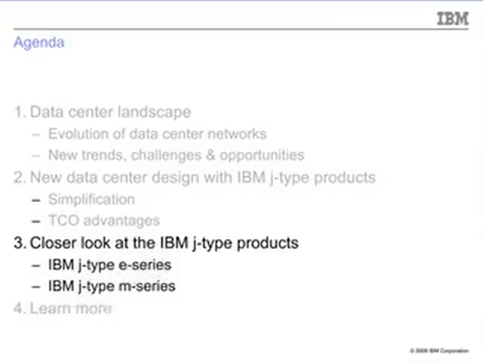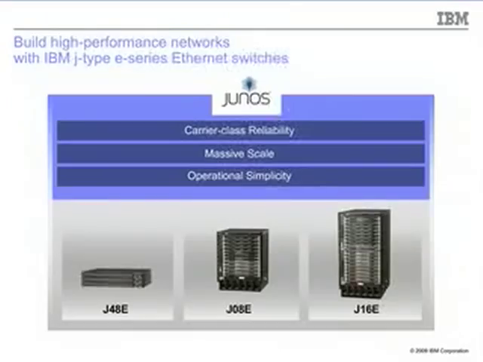Now I'd like for us to take a closer look at the IBM jtype products, specifically the IBM jtype E-Series Ethernet switches and the IBM jtype M-Series Ethernet routers. So let's start with the E-Series switches, and this is the family shot. It's the J48E, the J08E, and the J16E platforms. All of these run the same Junos operating software.